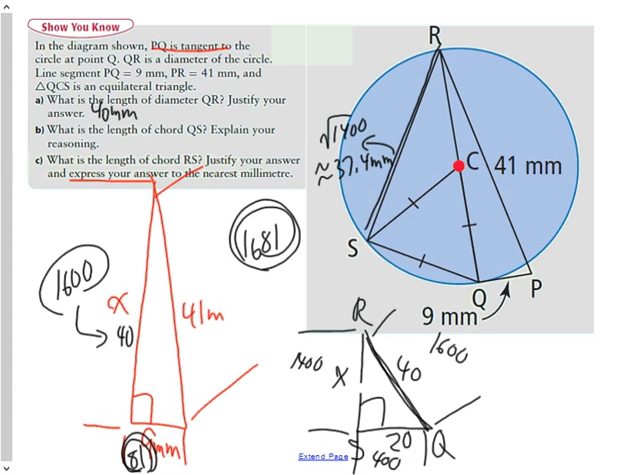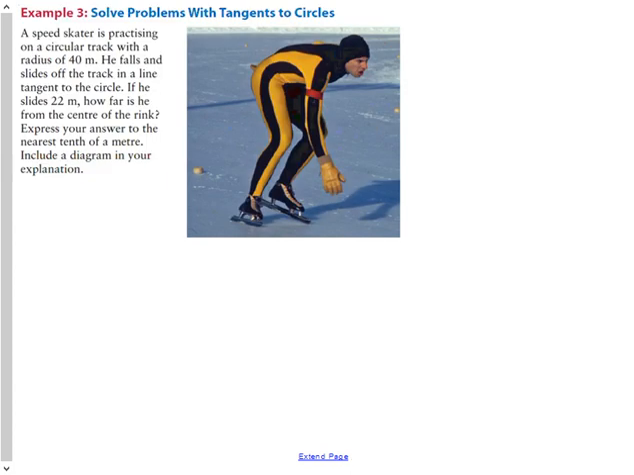A lot of work, I know. We're doing a lot. Some of you are confused. I get that. You guys are going to hate the third question because the third question doesn't give you a picture and you actually have to be able to read. So let's try it. A speed skater is practicing on a circular track with a radius of 40 meters. So before I go any further, I'm going to draw myself a circular track.